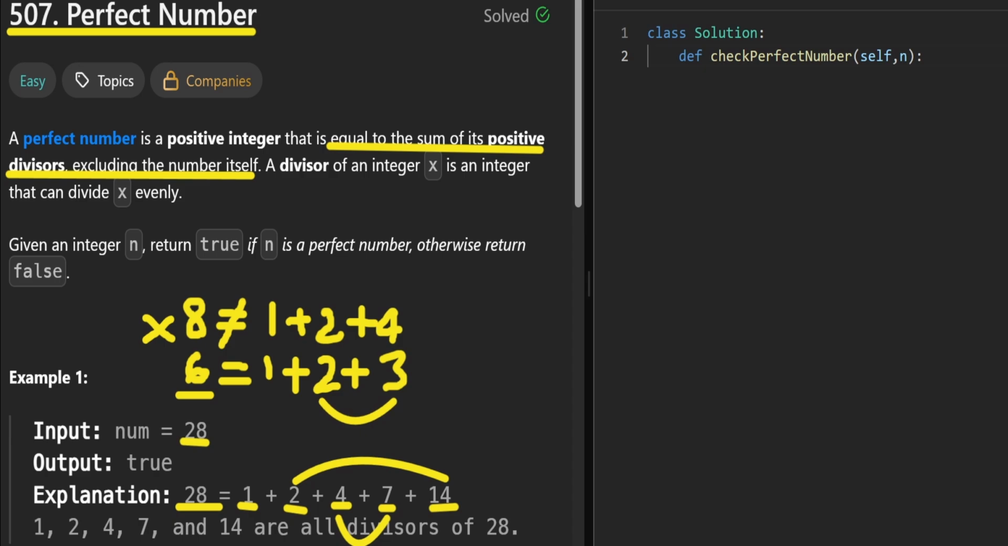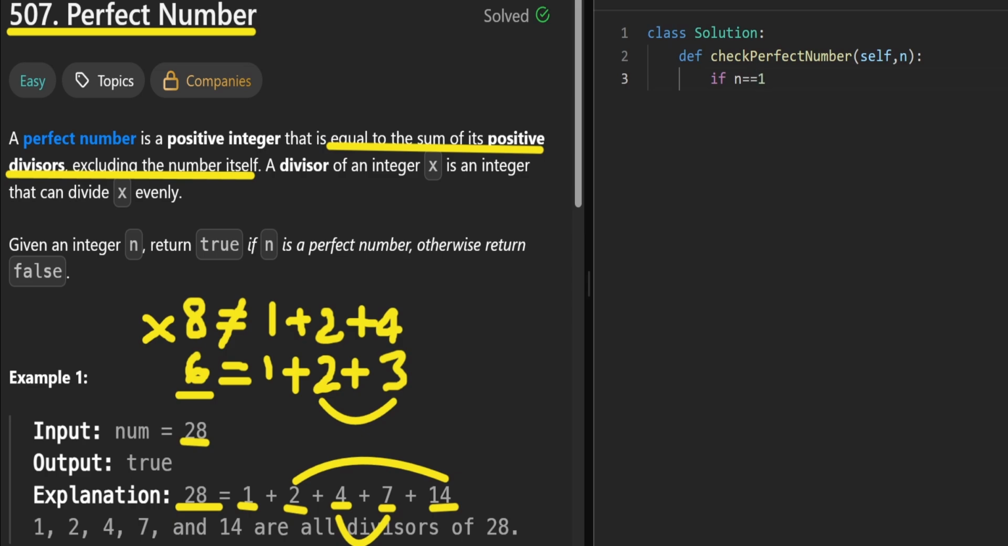So we only check divisors up to square root of n because every divisor below square root of n has a partner above square root of n. By the time we reach square root of n, we already found all divisors. Let's implement our logic into Python code.